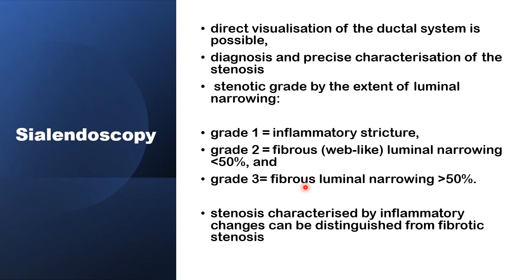The endoscopy allows differentiation between an inflammatory narrowing and a fibrous narrowing after the inflammation had caused enough mature fibrosis.